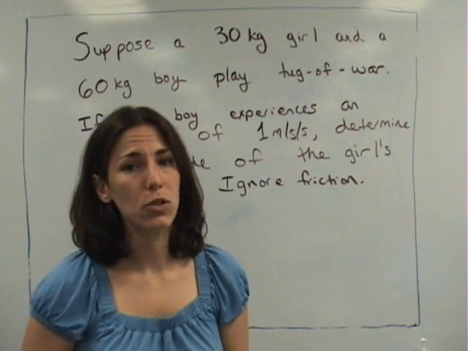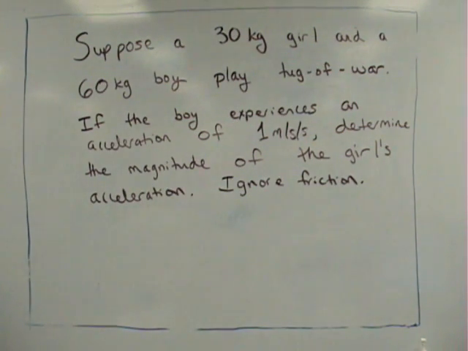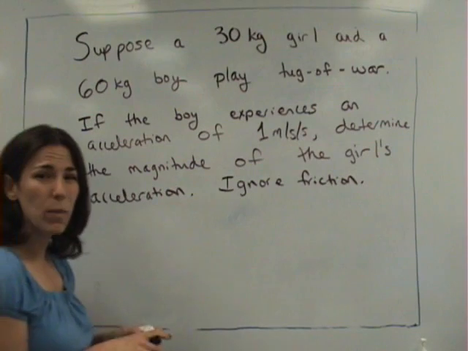Let me read this problem to you. It says, suppose a 30-kilogram girl and a 60-kilogram boy play tug of war. If the boy experiences an acceleration of 1 meter per second, determine the magnitude of the girl's acceleration. Ignore friction. A little bit complicated. I like to start by drawing this one out.